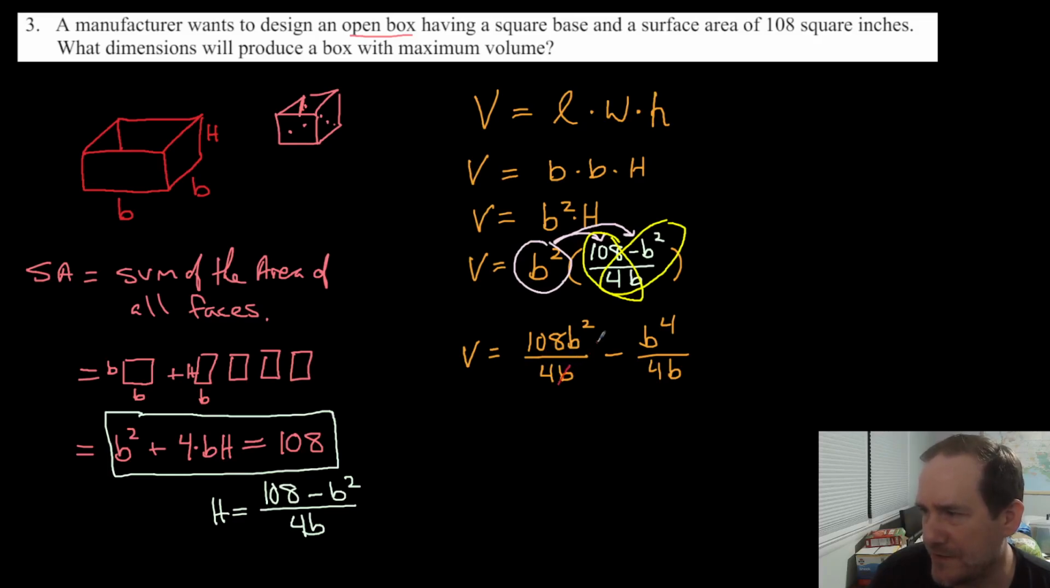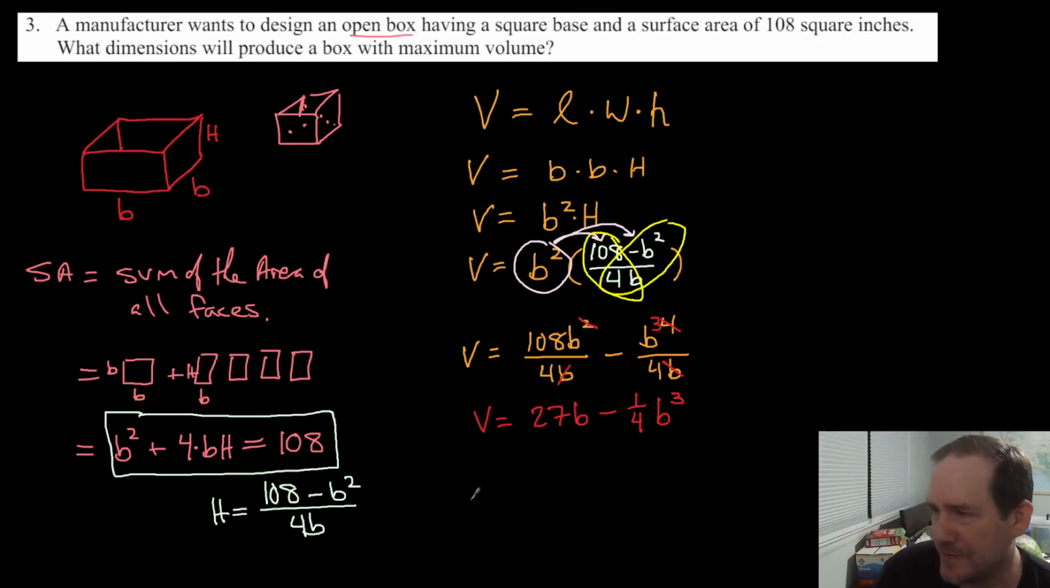And then this cleans up. We can cancel one b with one of the b's from the b squared, so we just have one b left. And 108 divided by 4, we can just do that math. That comes out to 27. So we now have a volume that equals just 27b minus, and this guy simplifies too. The b will kill one of the b's, leaving us with a b cubed. And instead of dividing by 4, I'd express that as just a b cubed that has a coefficient of 1/4.